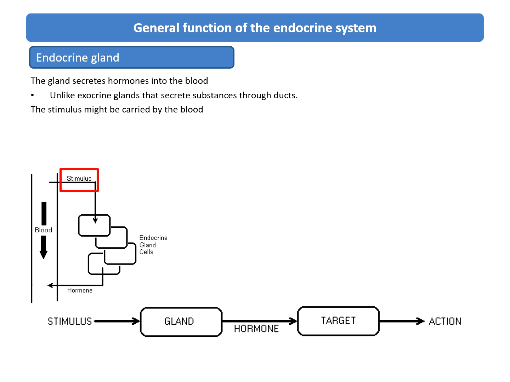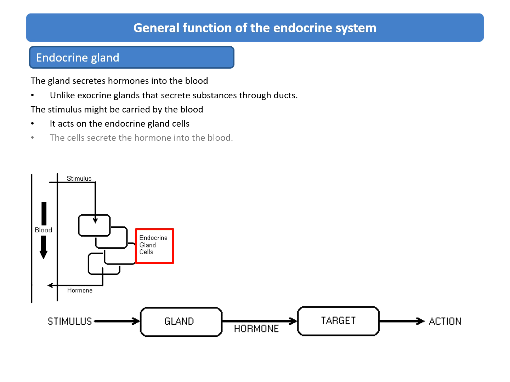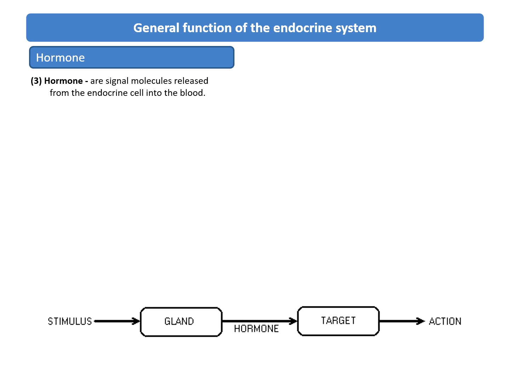The stimulus might be carried by the blood and acts on the endocrine gland cells. Cells secrete a hormone into the blood, and the hormone is transported to its target. The secretion rate varies depending on conditions. The hormone is a signal molecule released from the endocrine gland into the blood, as we said. Hormone categories include a general hormone that acts on distant cells. Tropic hormones target another gland.